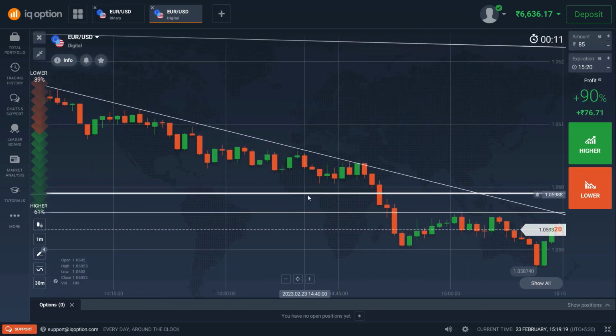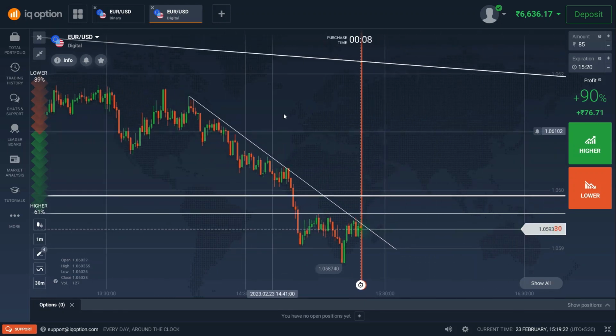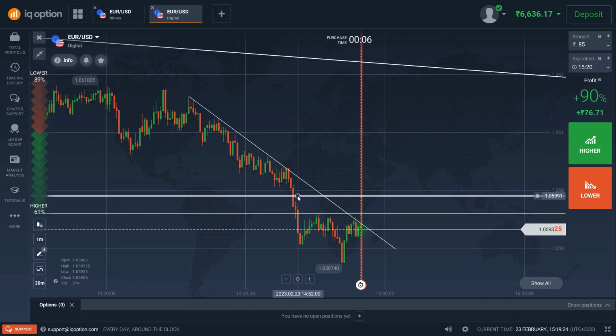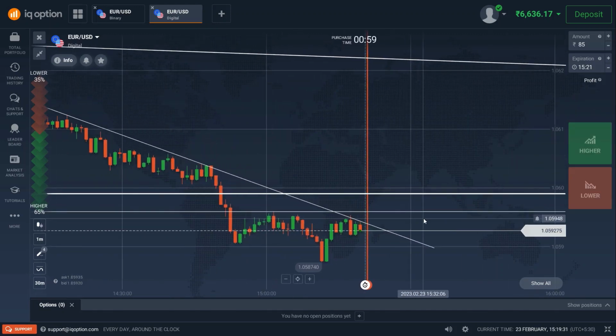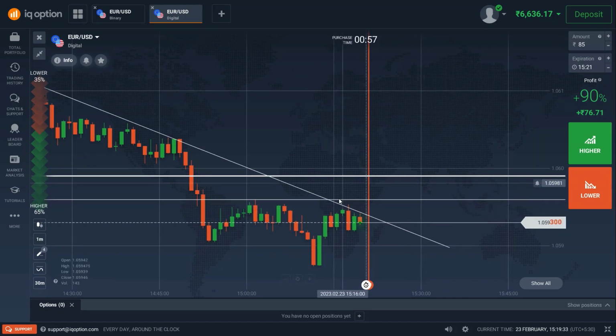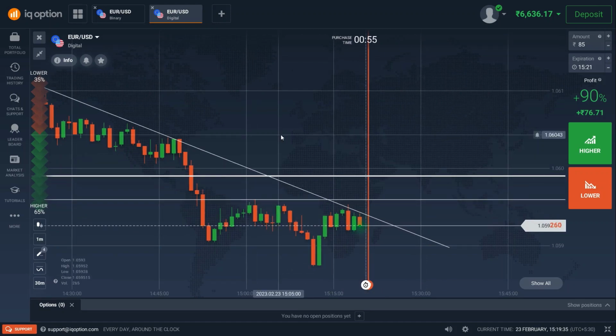So this one, the thicker lines are stronger zones. As you can see, this one and this one, they are strong zones. And the lighter ones are the minor zones. So we will be using the lighter zones to trade the 1-minute trades.